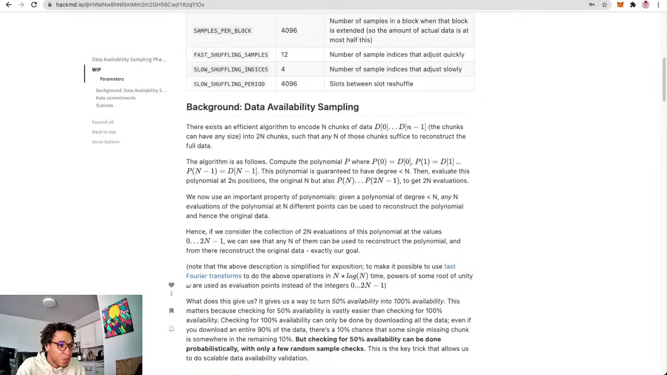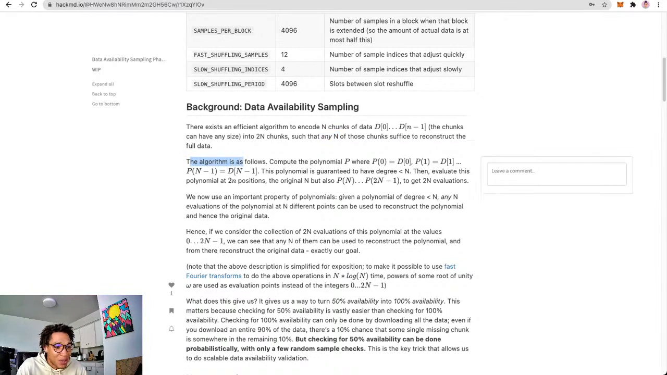But anyways, there exists an efficient algorithm to encode n chunks of data, data 0 to data n minus 1, the chunks can have any size, into 2n chunks. So you're encoding n chunks of data of any size into 2n chunks, such that any n of those chunks suffice to reconstruct the full data. Okay? Does that make sense? We're not getting too complicated yet, so we'll keep going.